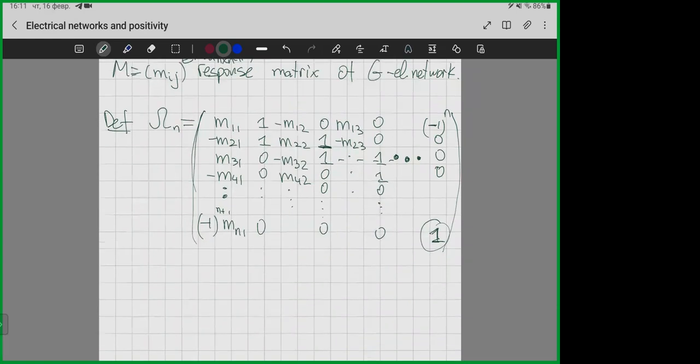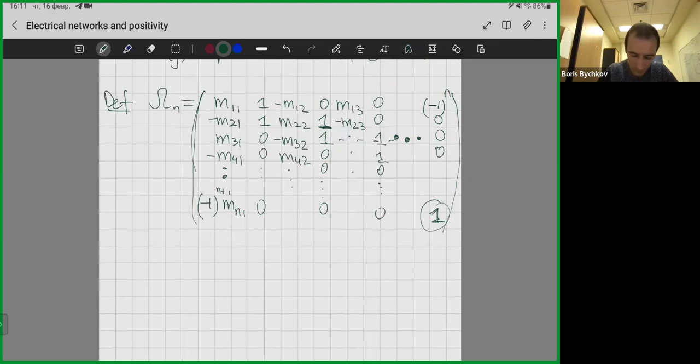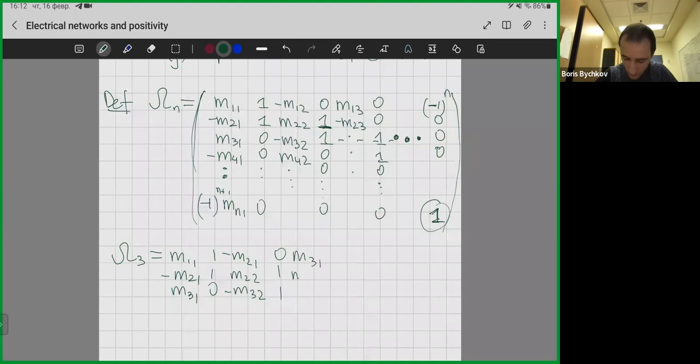So for example, omega 3 is equal to M11 minus M21 M31 110, then minus M21 M22 minus M32 011, and so M31 M32 minus M33 and minus 1 0 1.